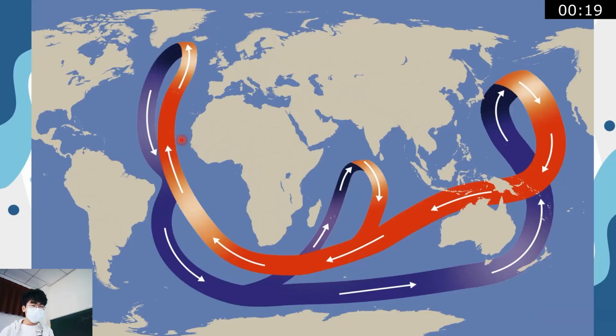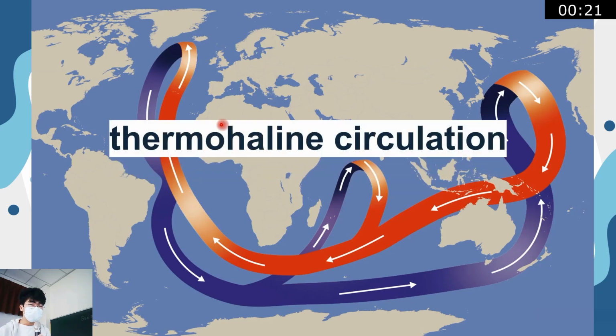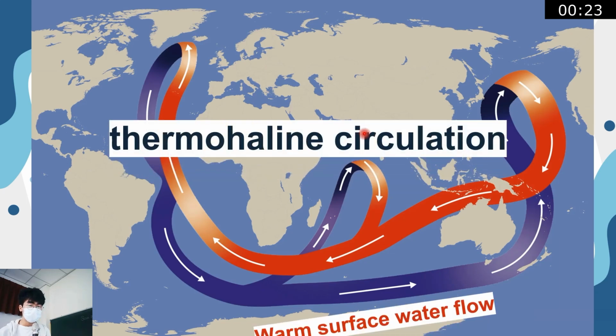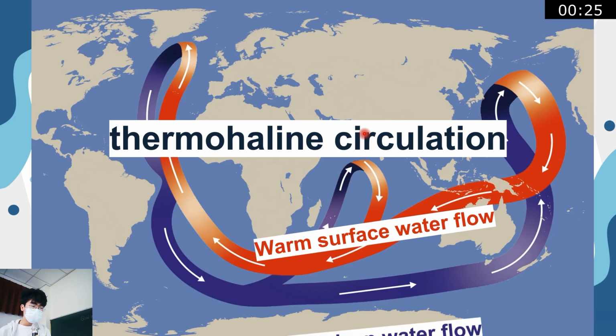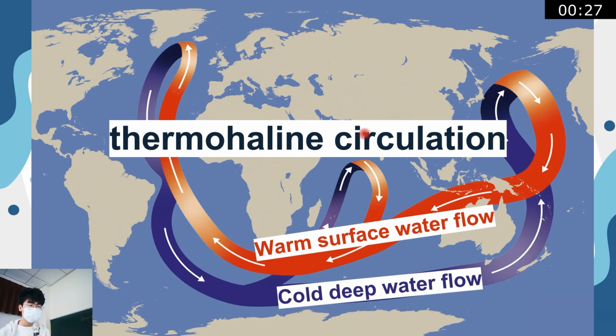So this is the picture of the thermohaline circulation. The red line is the warm surface water flow, and the blue line is the cold deep water flow. And the areas here and here are where the cold deep water flow turns into the warm surface water flow. So it is where the water mass changes.